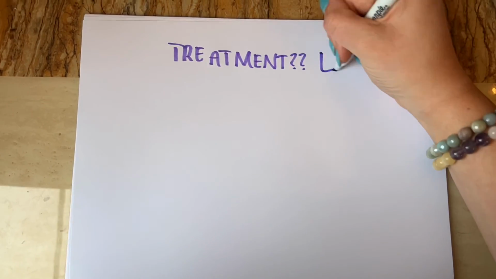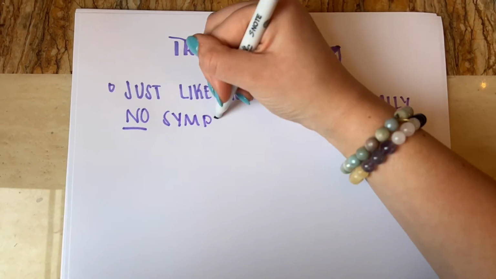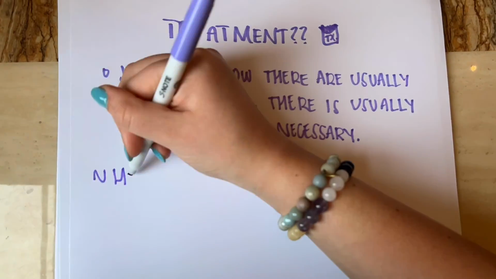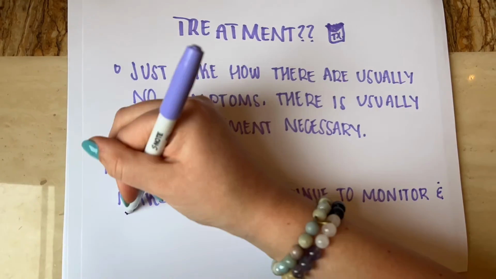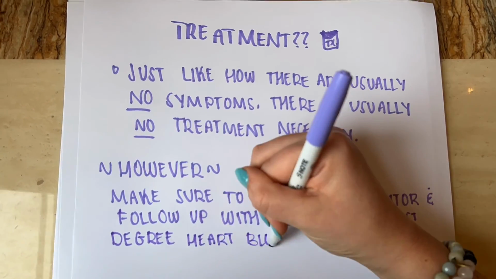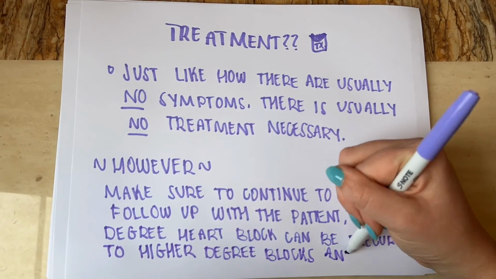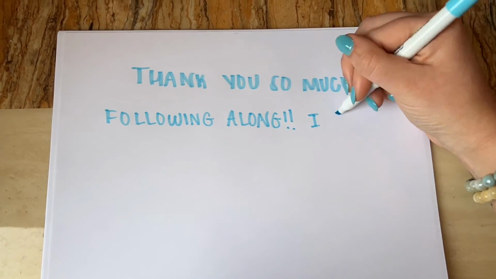So what is the treatment for the patient with first-degree heart block? Well, just like how there are usually no symptoms present in this patient, there is usually no treatment necessary as well. However, as the nurse, it is very important to make sure that you continue to monitor and follow up with this patient, as first-degree heart block can be a precursor for higher degree heart blocks as well as other dysrhythmias.